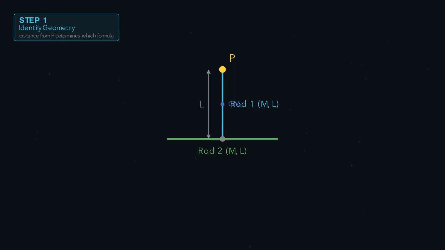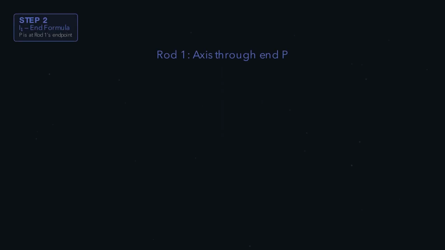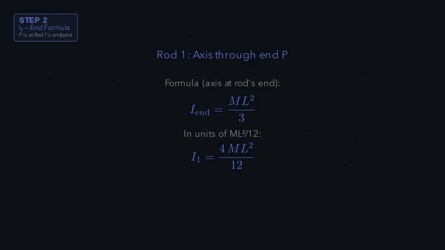Looking at the figure, P is at the very top, acting as the pivot. Rod 1 is the vertical rod. P sits at its upper end. Rod 2 is the horizontal rod attached at the bottom of rod 1, so its center is a full length L away from P. For rod 1, since the axis passes through its end, we use the standard result.